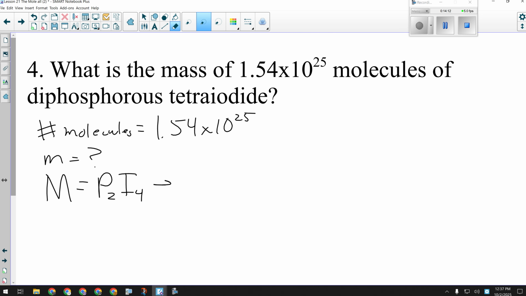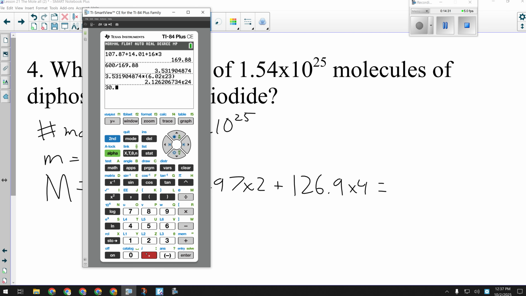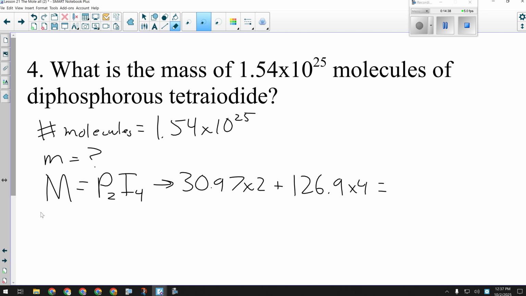All right, so if we're doing the molar mass for this, we've got 2 phosphorus, so 30.97 times 2 plus 4 iodines, so 126.9 times 4. Okay, 569.54 grams per mole. All right, that's all I'm given to start with.